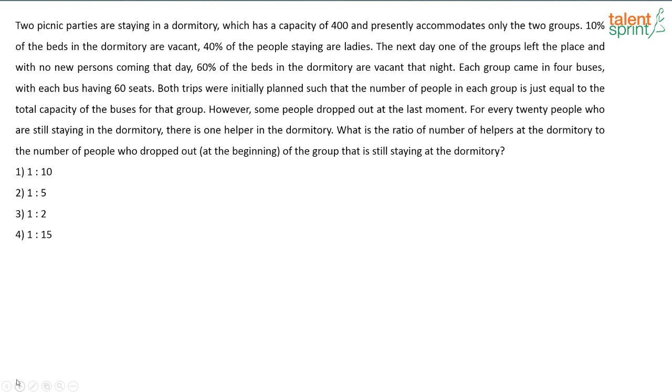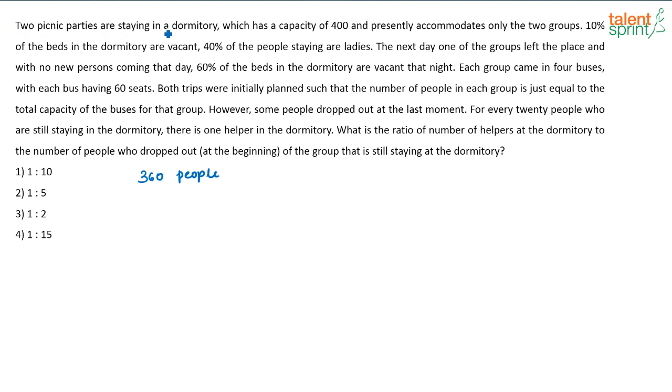So what's given here? Two picnic parties are staying in a dormitory which has a capacity of 400 and presently accommodates two groups. 10% of the beds in the dormitory are vacant. So 10% of the beds are vacant means total capacity is 400, out of which 10% is vacant. What is 10% of 400? 40, right? So 40 is vacant, which means how many beds are occupied, or how many people are there? Totally there are 360 people. Both the groups put together there are 360 people.